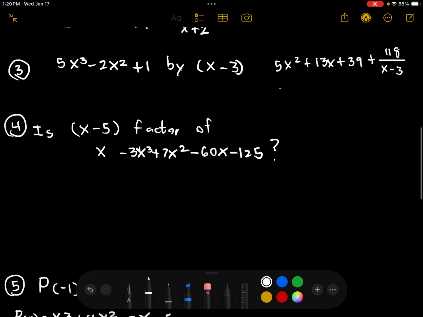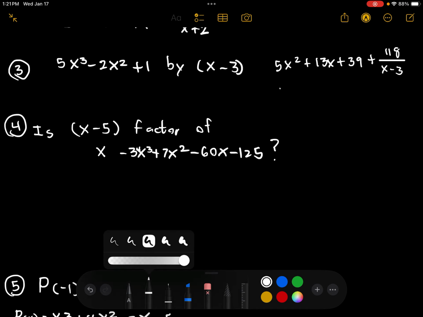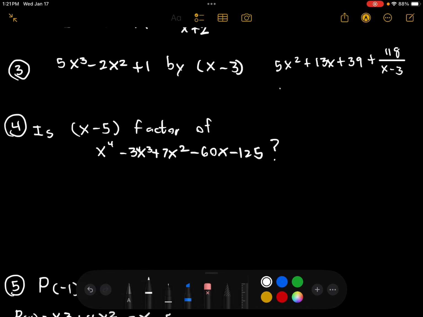Now, this is where we're getting to some of the theorems that we talked about, right? If the question is x minus 5 a factor of this polynomial that you see in front of you? It looks like I'm missing a term here. It looks like I'm missing an x to the 4th here. Let me check. Yep, I was missing that term right there. So make sure you write it.